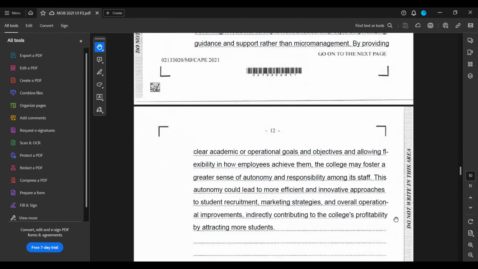This autonomy could lead to more efficient and innovative approaches to student recruitment, marketing strategies, and overall operational improvements, directly contributing to the college's profitability by attracting more students.